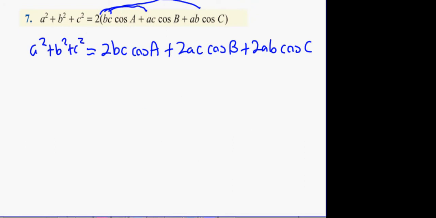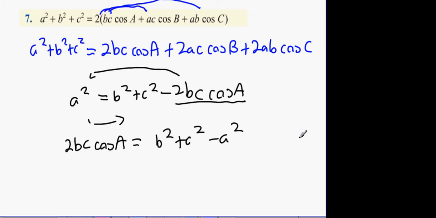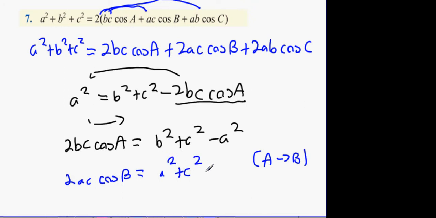Okay, so guys, what we're going to have here is this. A squared equals B squared plus C squared minus 2BC cos A. We're going to isolate the 2BC cos A, bring it over to the left, bring the A squared over to the right. And what we're going to get is 2BC cos A equals B squared plus C squared minus A squared. Now I'm going to write down in the corner: A changes to B, and therefore it's going to be 2AC cos B equals A squared plus C squared minus B squared.